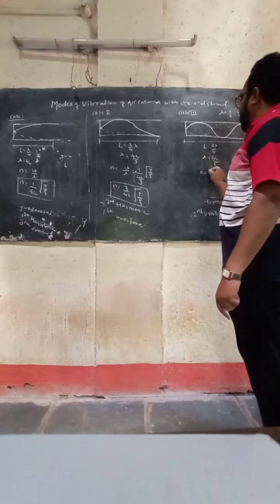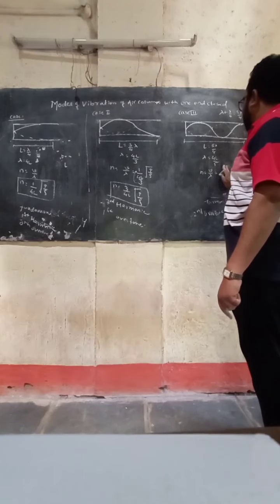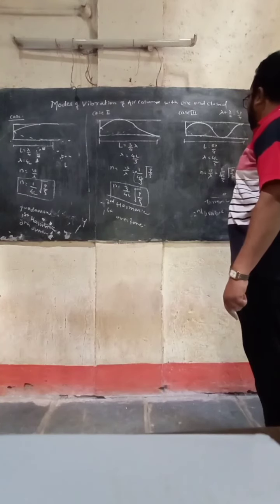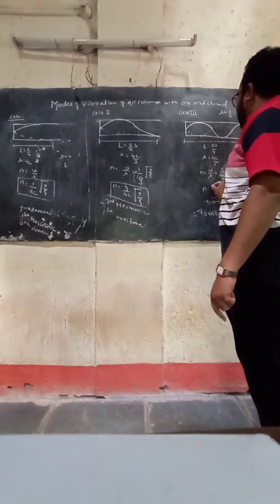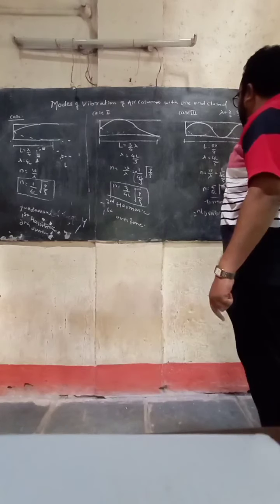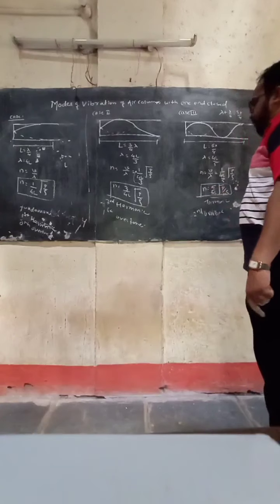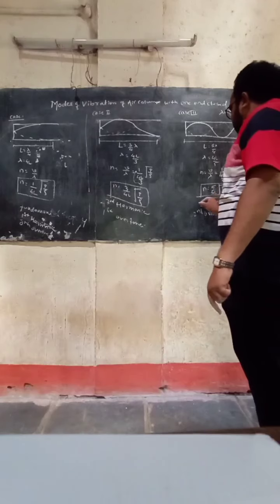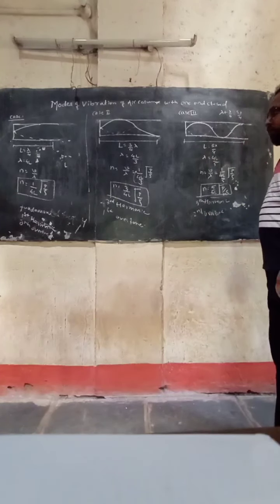So frequency will be equal to velocity upon lambda. First of all, 1 upon lambda is 1 upon 4L by 5. Velocity is root of P by rho. This 5 goes to numerator. And the frequency is 5 upon 4L root of P by rho. And when you compare this with 1 and 3, here it is 5, so it is called fifth harmonic, and second overtone.